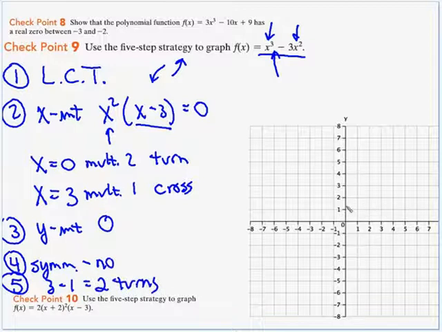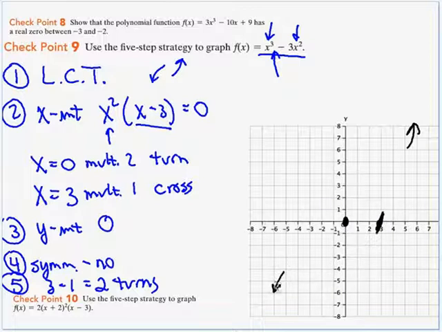Let's plot some points. End behavior, up to the right, down to the left. X-intercepts at the origin and at 3. And remember, at the origin, we're going to touch and turn around. And then we're going to cross at 3. So here, we're actually going to cross. At the other one, we're going to touch and turn around.